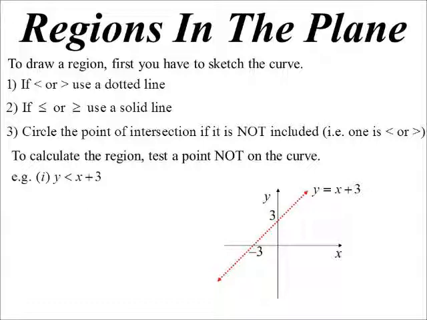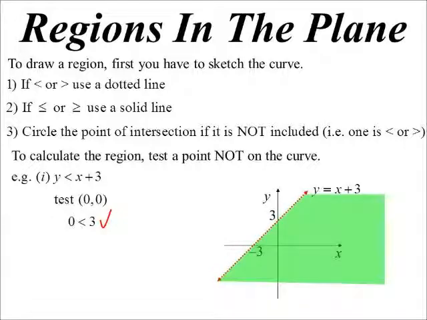So which side of the line are we on? Well, we test a point, and let's go for the easiest point, which is 0, 0, if we can. We can choose any point, of course, as long as it's not on our boundary. So if we throw in 0, 0, then 0 is less than 3. Well, yes, it is. So therefore, we should be on the right-hand side or underneath the line for that one.